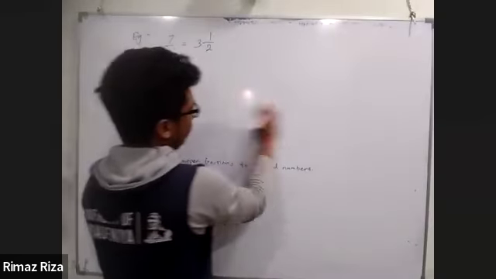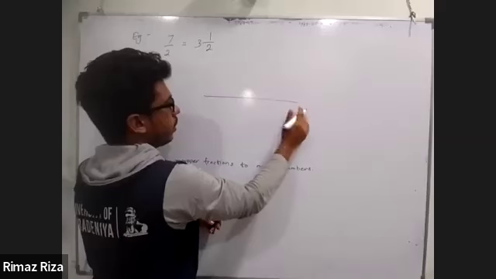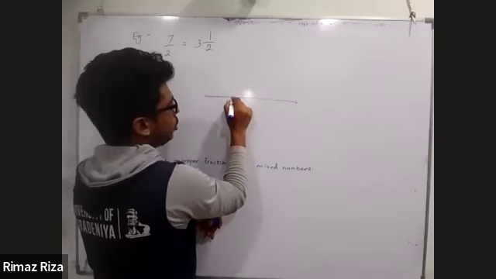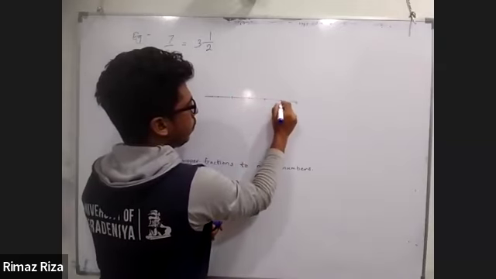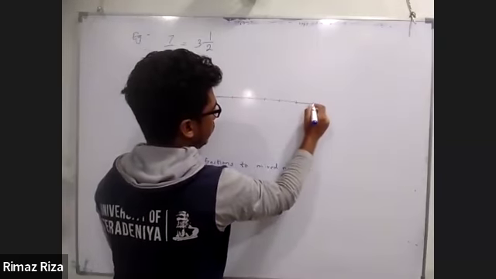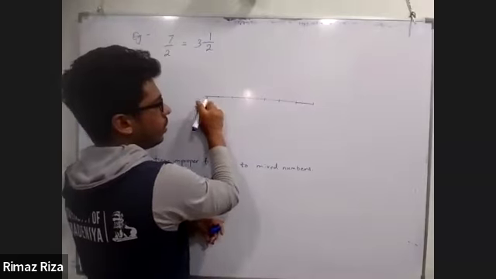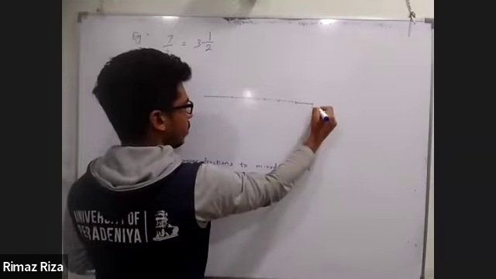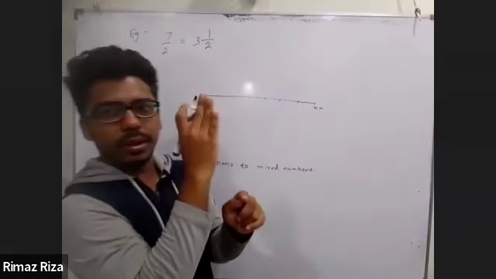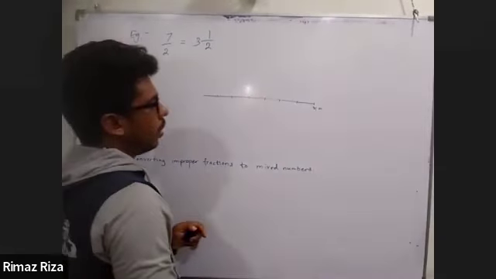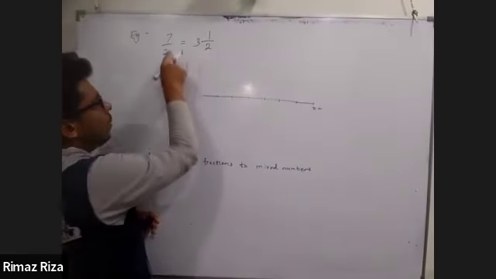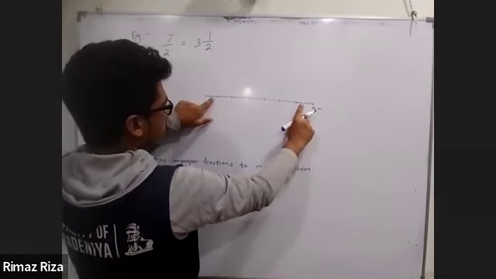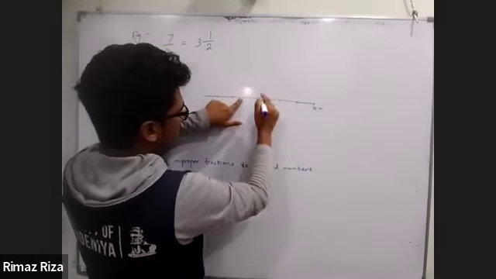You take 7, let's say for example 7 centimeters. 1, 2, 3, 4, 5, 6, 7. So let's say I have a wire which is 7 centimeters long. If you want to divide this equally into 2, what do you get? You divide it into 2, here one part, here another, and then here.